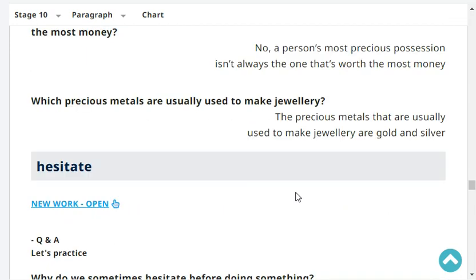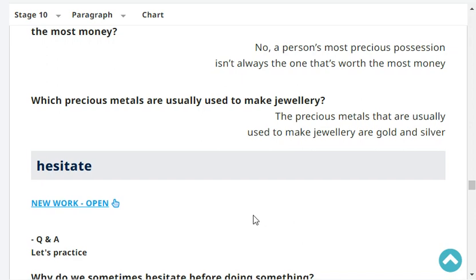Which precious metals are usually used to make jewelry? The precious metals that are usually used to make jewelry are gold and silver. Very good.